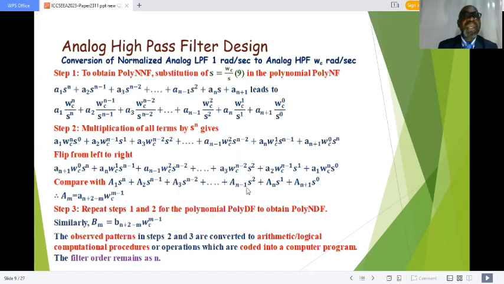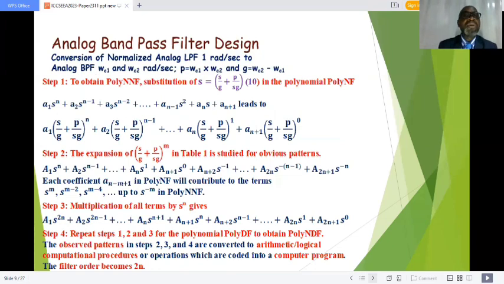Analog high-pass filter, we repeat the same process, and we are going to get the observed patterns, which we are going to convert to a computer program. Note here that the substitution for high-pass filter is the reciprocal of the substitution for low-pass filter. Now let's go to analog band-pass filter design.